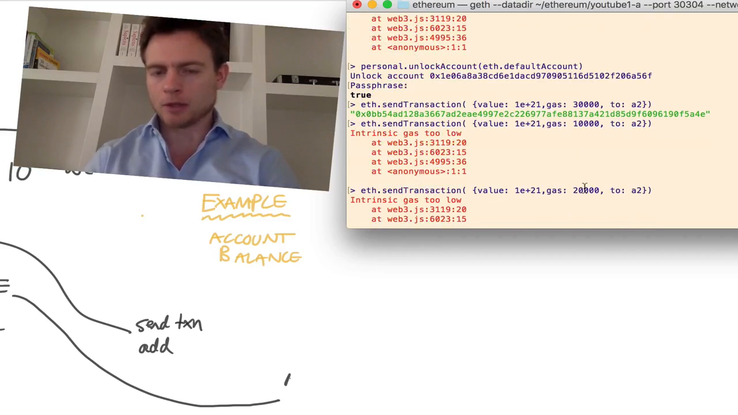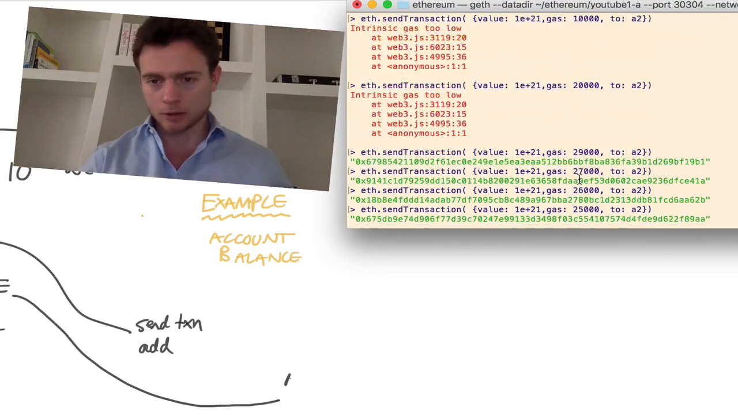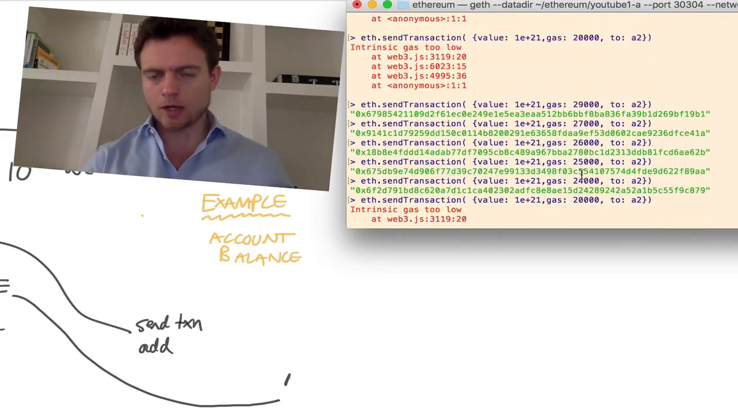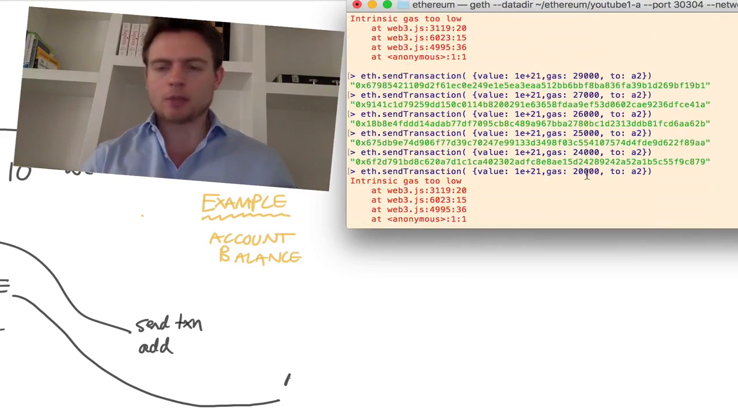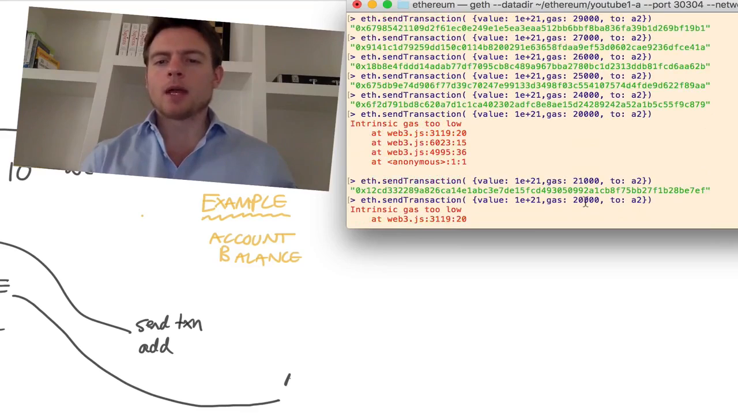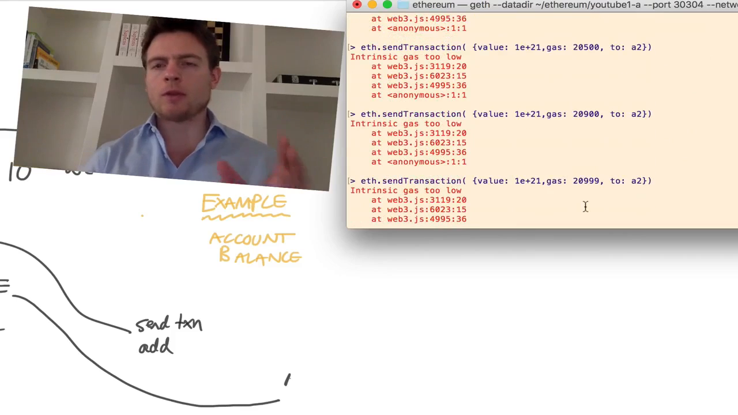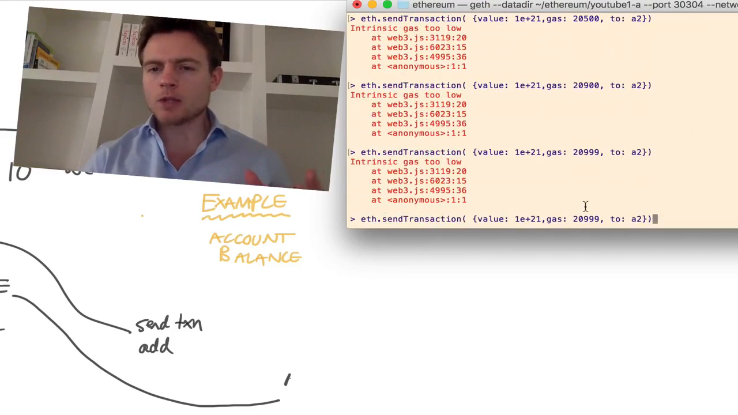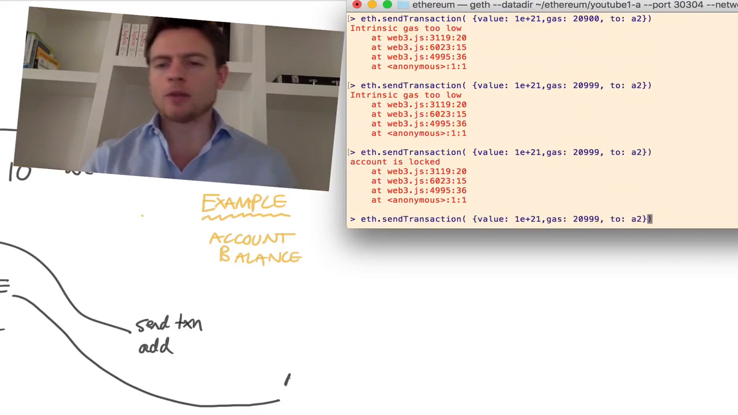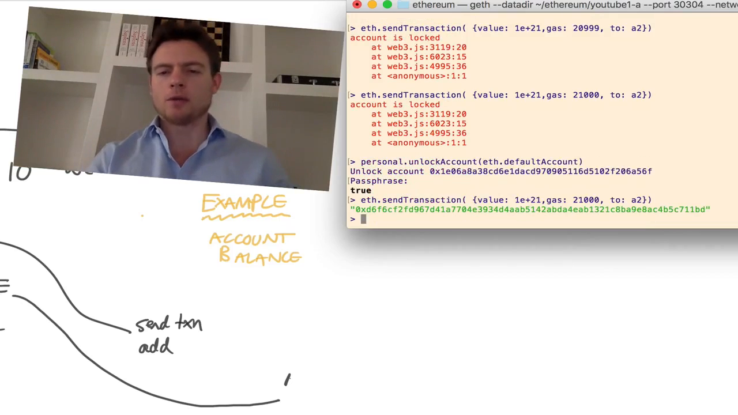So we can say, well, let's try 20,000, and again, it's not enough. Let's work down from 30,000, which we knew was okay. So 29,000 is okay, 27 is okay, 26 is okay, 25, 24 is okay. Double check again, 20,000, it's still too low. 21,000, yep, it's still okay. So we're finding basically that the amount of gas that we have to specify as an upper limit has to be 21,000, and as long as it's 21,000, the transaction is going through.